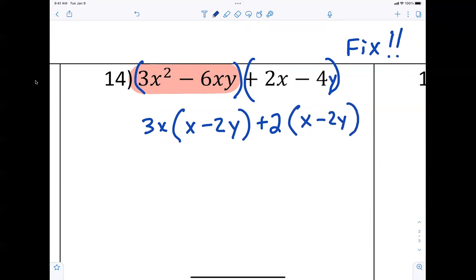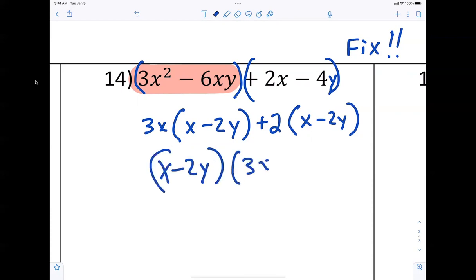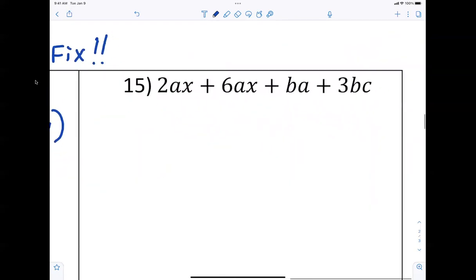Question: why do you even do the second one? Because it doesn't always work. I'm just giving it when it always works. In Algebra 2, they'll show you something else. It gets much harder. So what is common? X minus 2y. What's left behind? 3x plus 2. Simple as that.